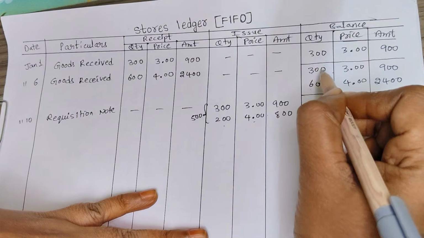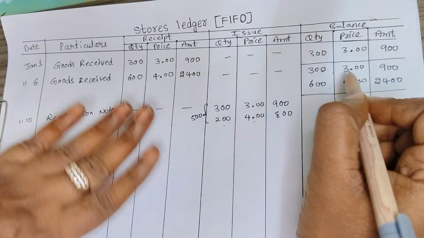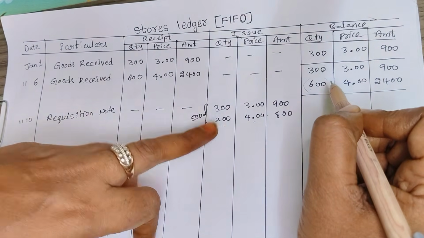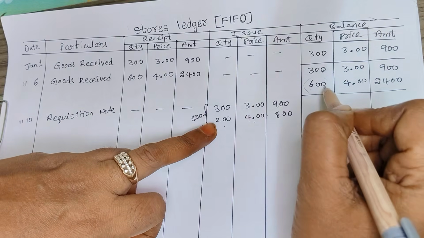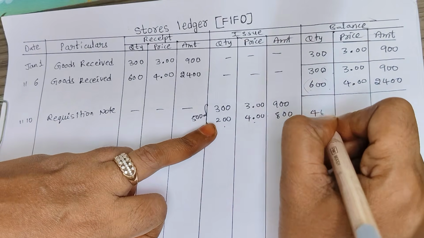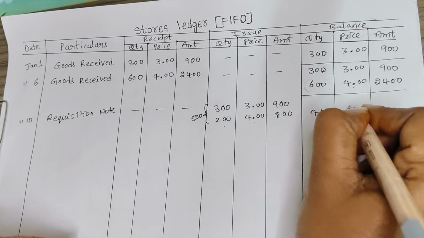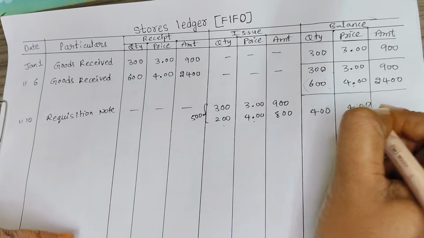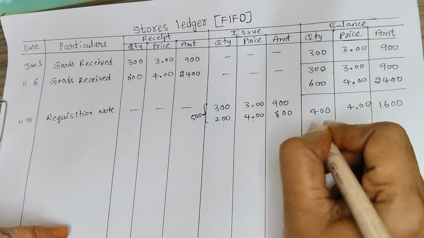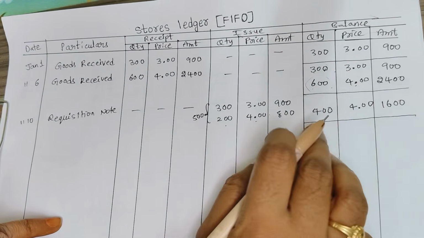Then we need to show the leftover balance in our store on 10th January. How to show? This 300 was issued from the store, so nothing is left of it in the store. And from 600 we issued 200 units. So how much is left here? 400 units are available in our store on 10th January. So at the rate of, what is the price here? 4 rupees. 400 into 4, how much? 1600. Yes, close this. Likewise, we need to show the balance.